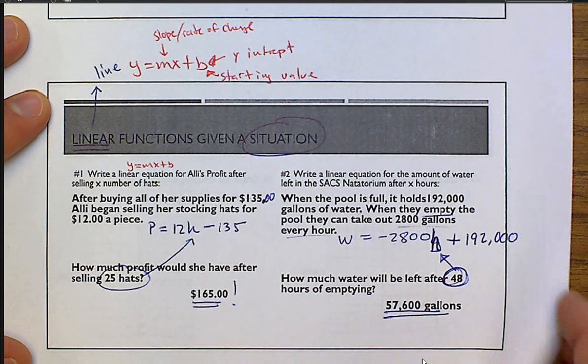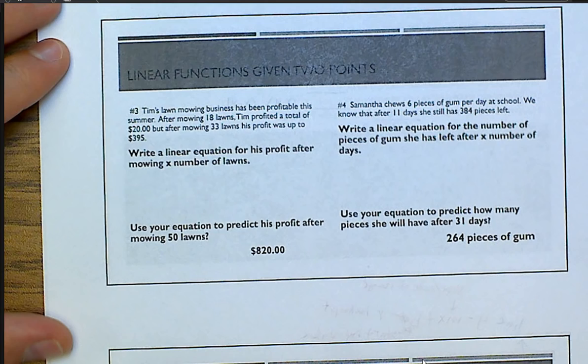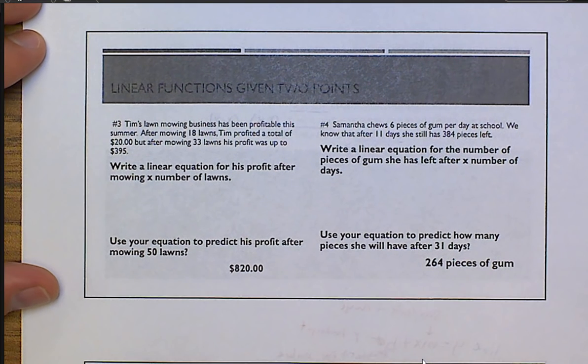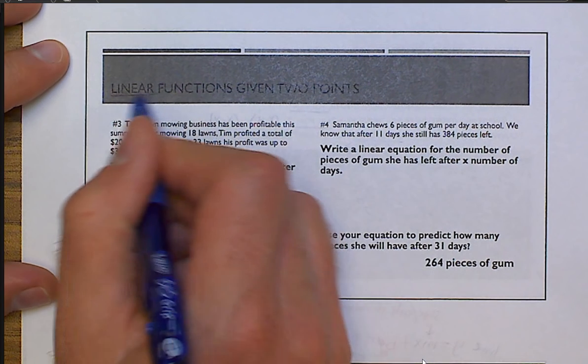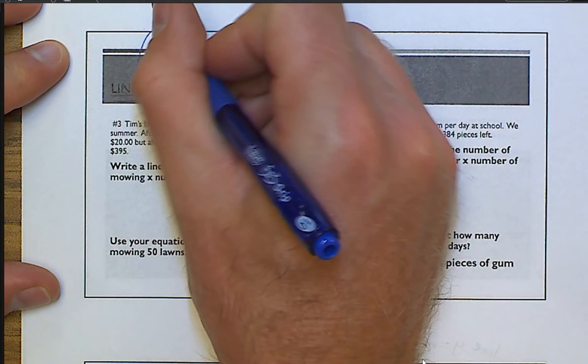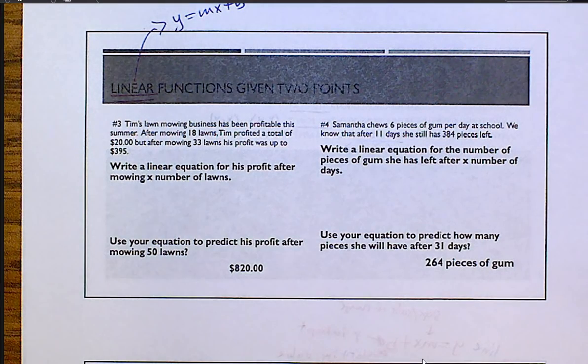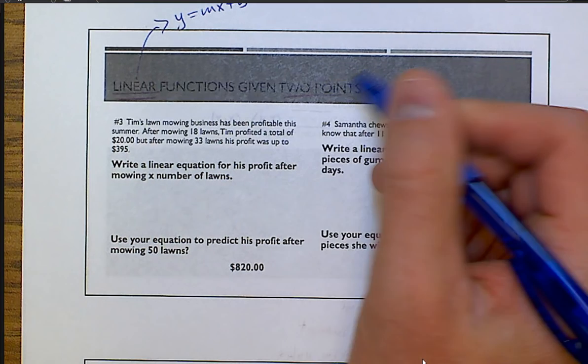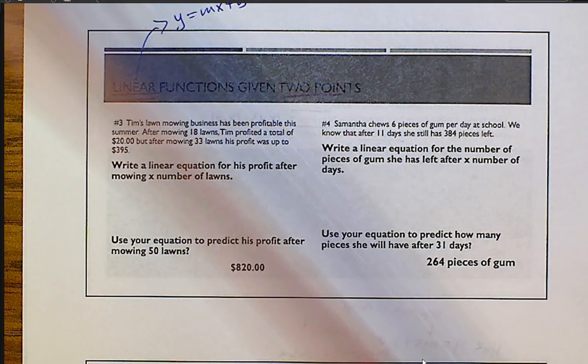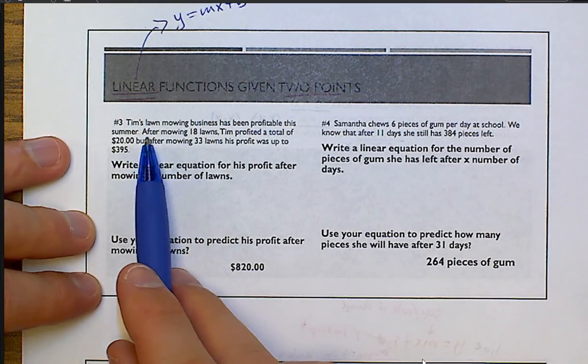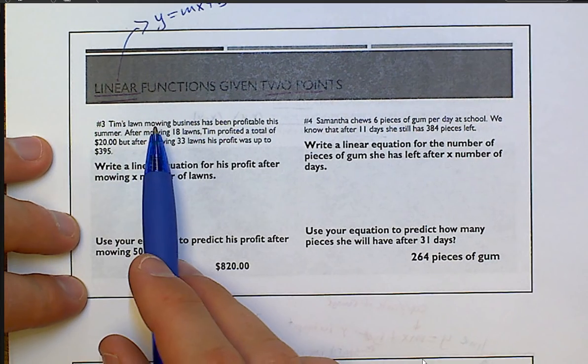Okay, let's move on. This is focusing on the second learning target, which is coming up with linear functions. Again, our final answer is y equals mx plus b. Given 2 points, let's see if we can extract out from problem number 3 the 2 points that we'll be using here.